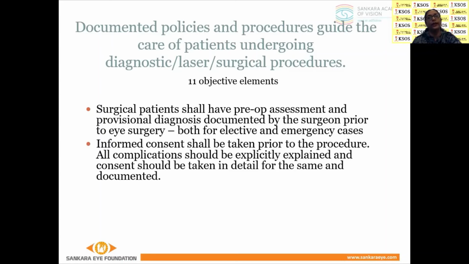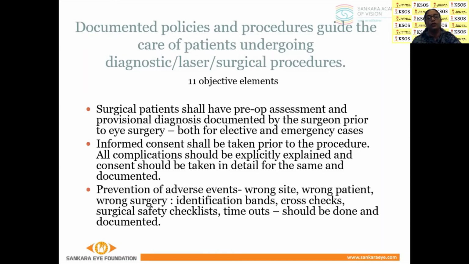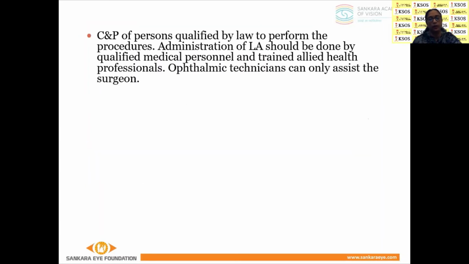Informed consent should be taken prior to the procedure, and all the complications should be explicitly explained, and consent should be taken in detail for the same, and it has to be documented. Prevention of adverse events like wrong site, wrong patient, wrong surgery. So for these, there should be identification bands, cross checks should be done, surgical safety checklist should be done, and timeout should be followed. And these should be actually documented in the patient's records.